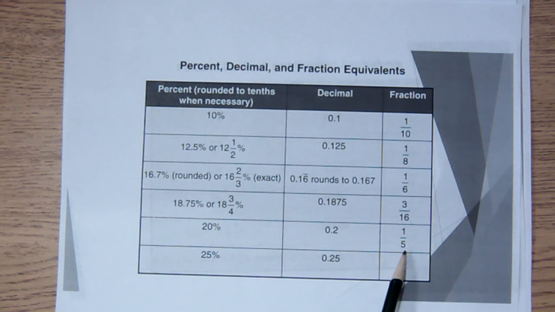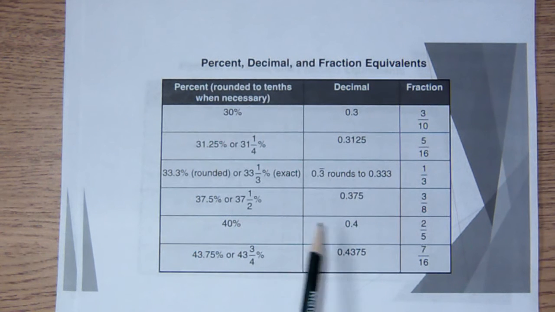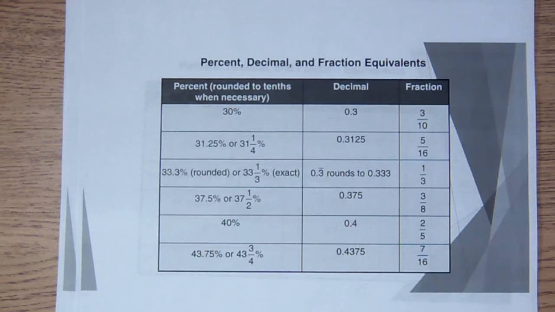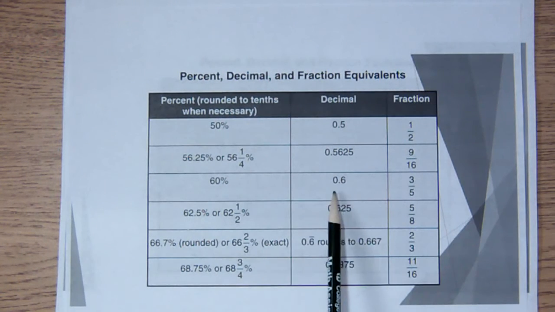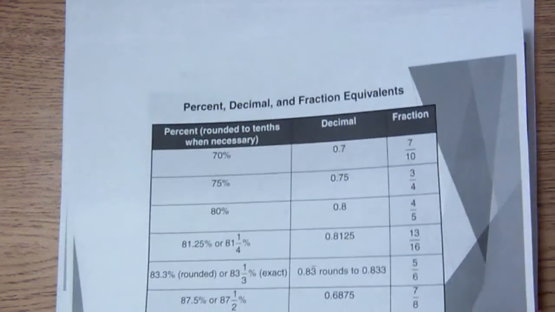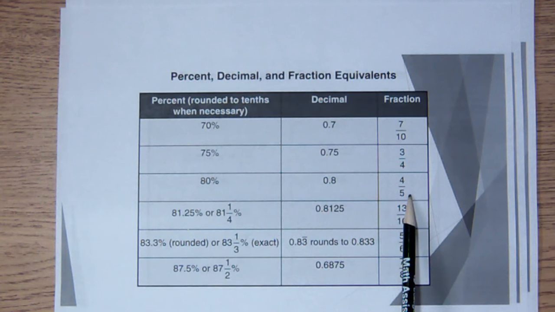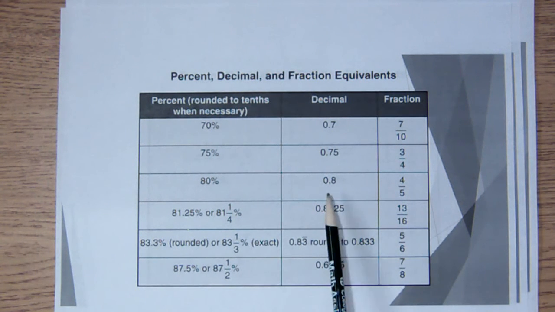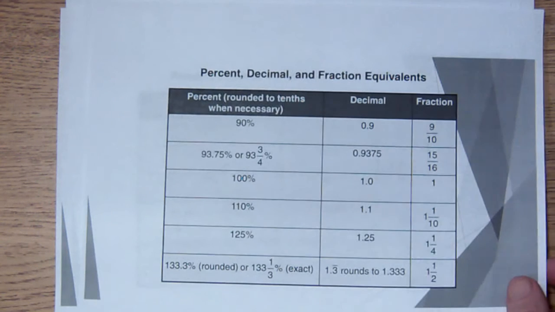20 over 100, which would be 1 over 5 in lowest terms. 40 over 100, which would be 2 over 5 in lowest terms. Sixty over 100, which would be 3 over 5 in lowest terms. 8 out of 10, which would be 80 out of 100, which would be 8 tenths, which would be 4 over 5 in lowest terms. And you can even have mixed numbers.